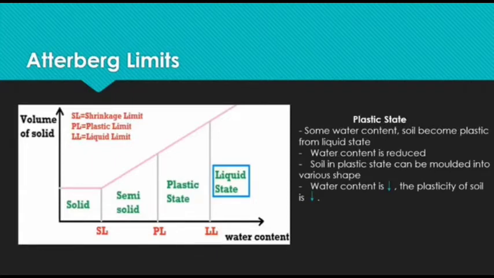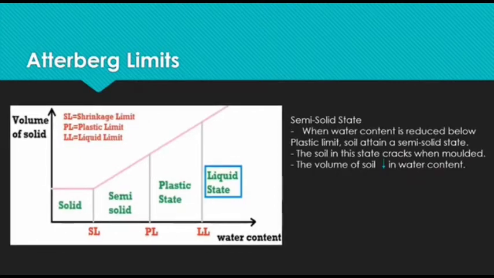The next state is plastic state. At some water content, soil becomes plastic from liquid state when water content is reduced. Soil in plastic state can be molded into various shapes. As water content is reduced, the plasticity of soil is also reduced. The third state is semi-solid state. When water content is reduced below plastic limit, soil attains a semi-solid state. The soil in this state cracks when molded. The volume of soil decreases with water content.